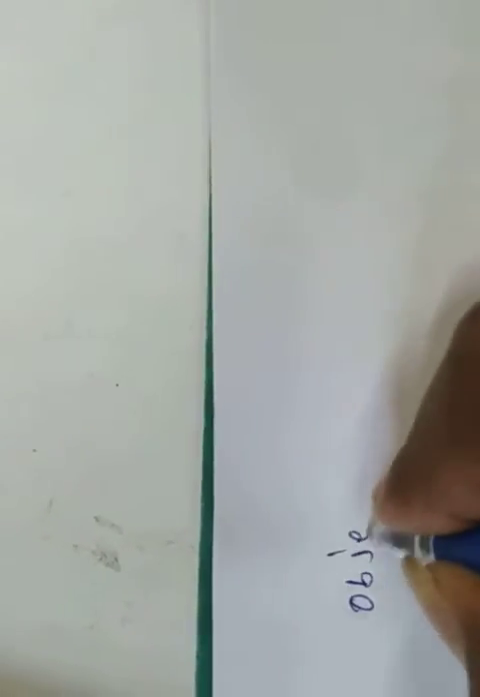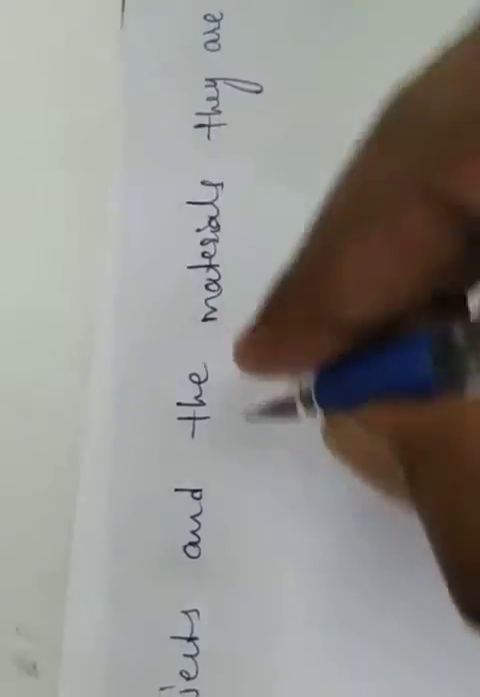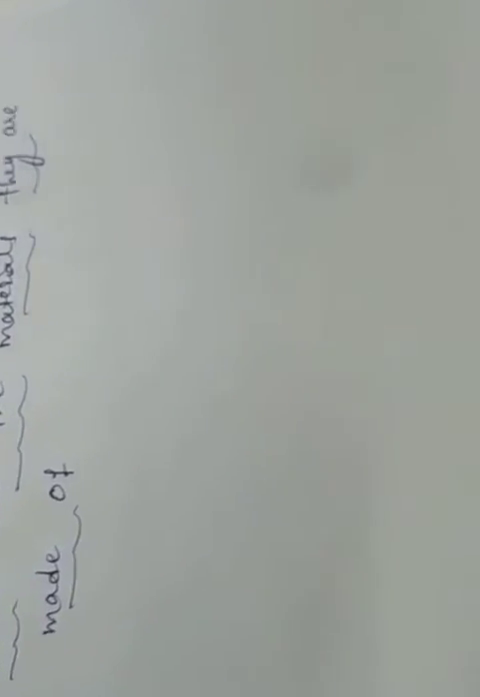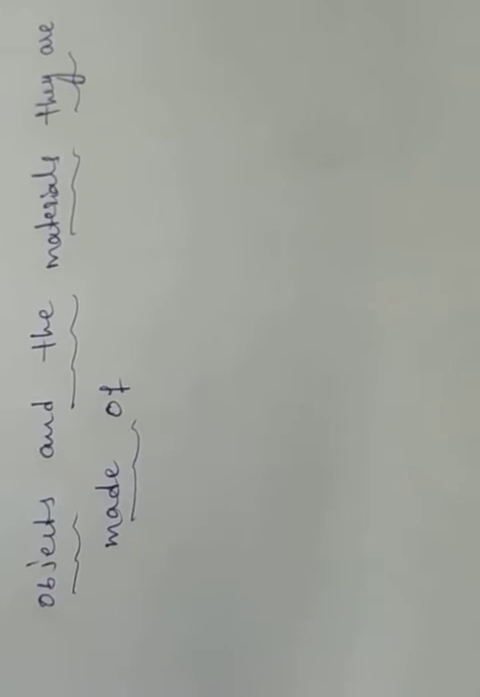Objects and the materials they are made of. We have to take some objects. In one column we separate the objects, and in another column the materials they are made of, which materials are used for preparing those objects.